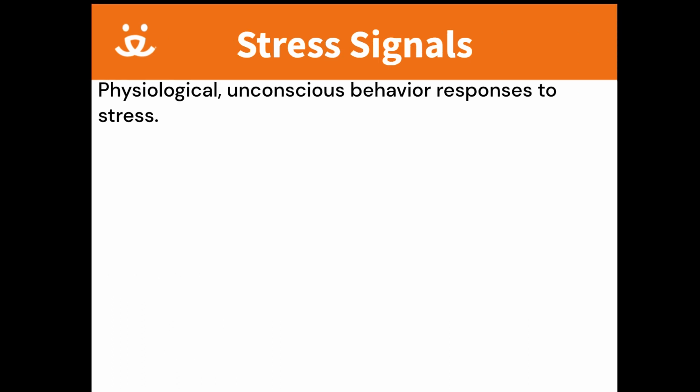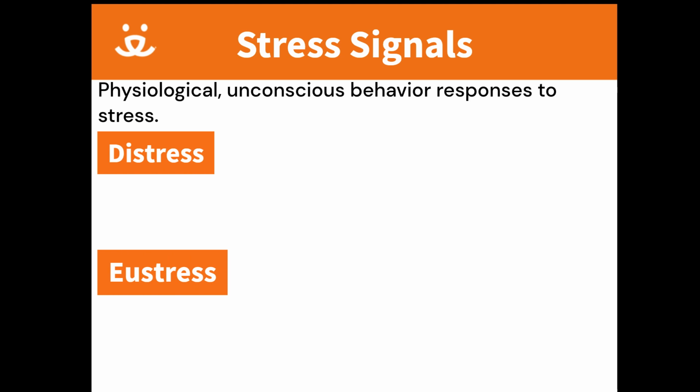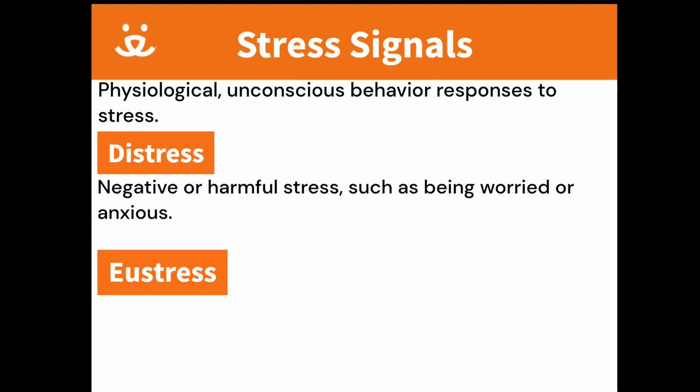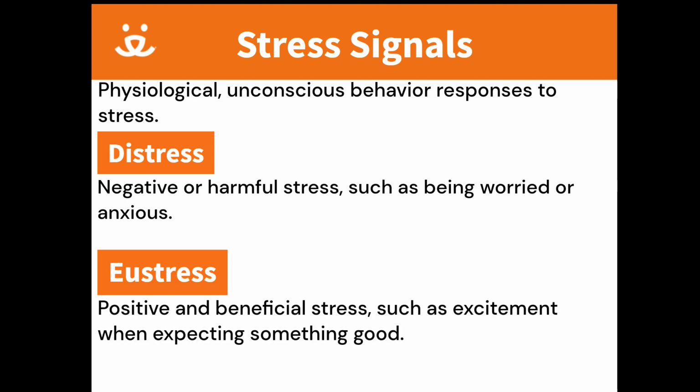Stress signals are physiological, unconscious behavior responses to stress, which can't be helped. There are two types of stress, with both still influencing the body: distress and eustress. Distress refers to negative or harmful stress, such as being worried and anxious. Eustress refers to positive and beneficial stress, such as excitement when expecting something good. While both types of stress can be observed in dogs in a shelter setting, our focus will be on distress, as it is more commonly experienced.